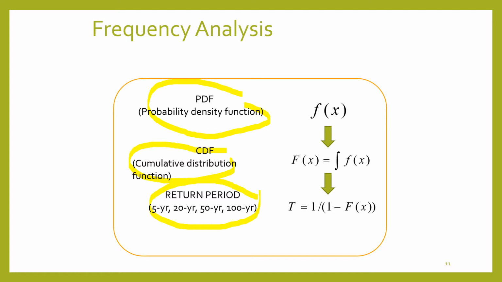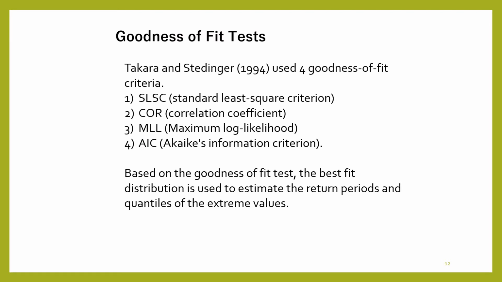So this is how the IDF curve is calculated: for each return period, what is the rainfall value? How do we decide which distribution model fits our data? There are tests we can do. This is just for information. For example, standard least square criterion, correlation coefficient, maximum likelihood. These are all goodness of fit tests.